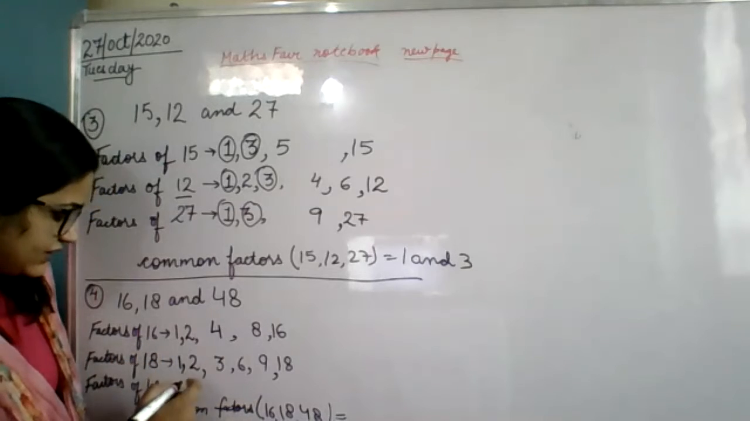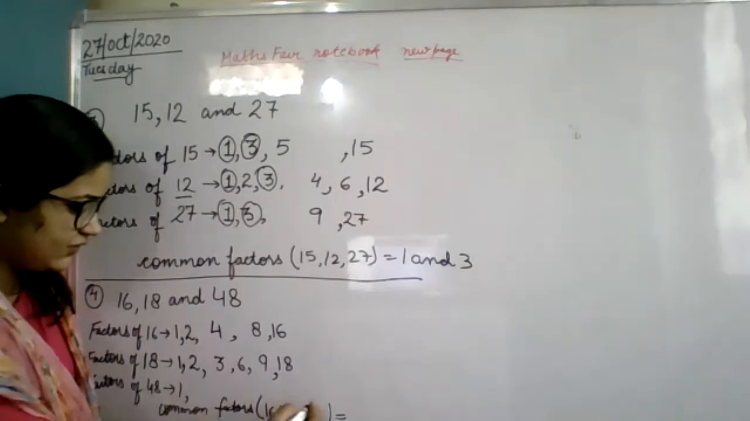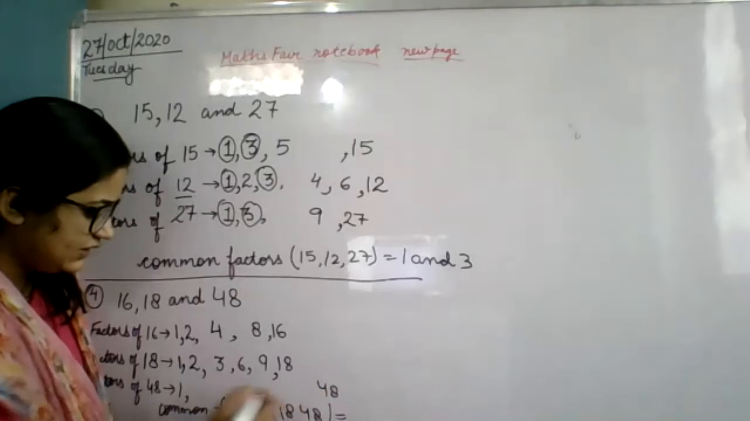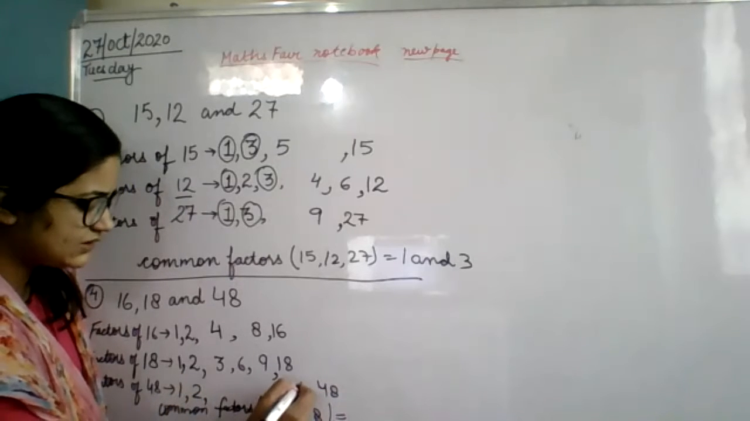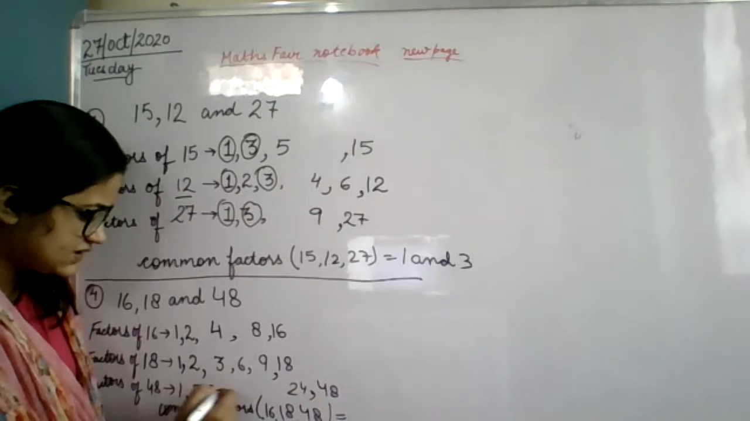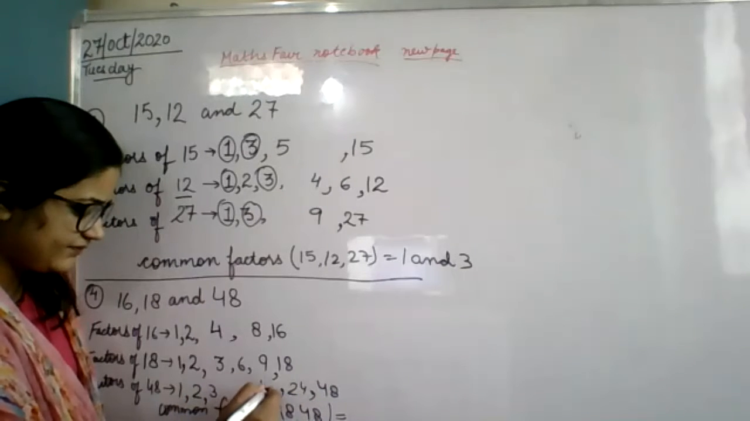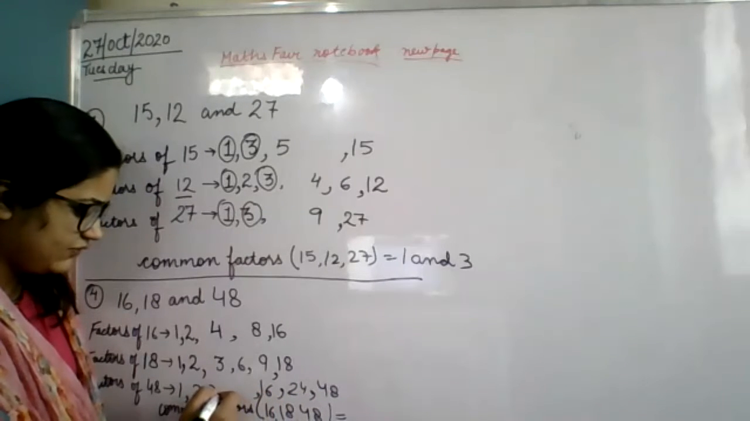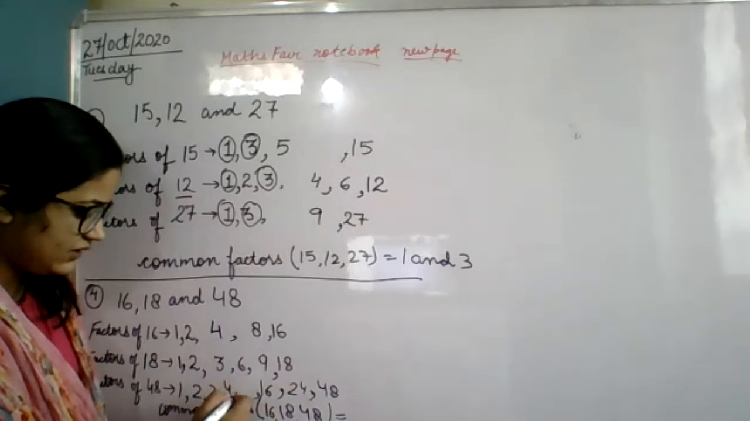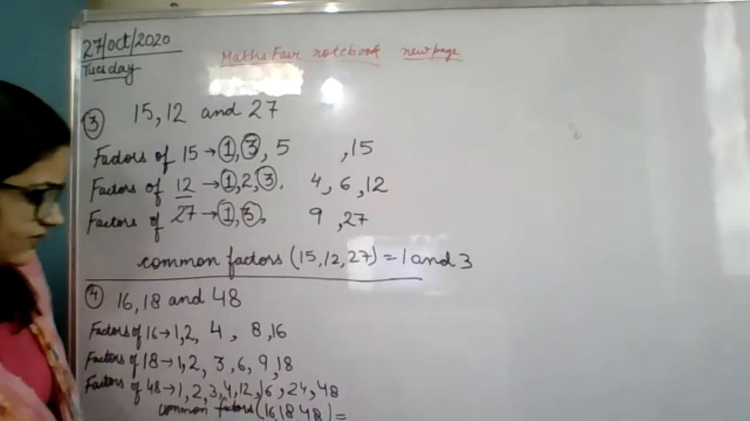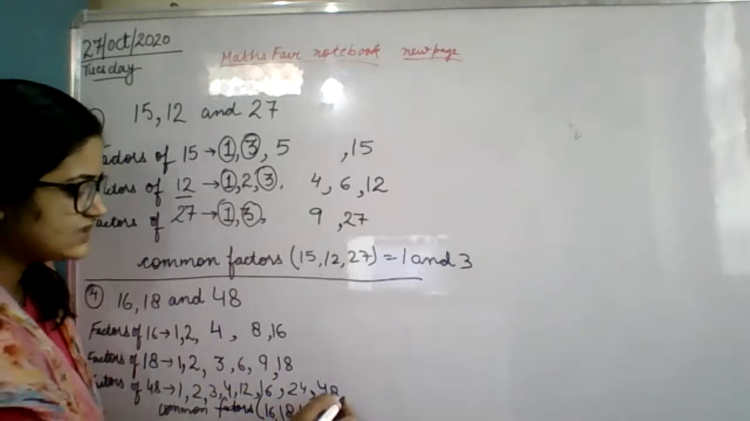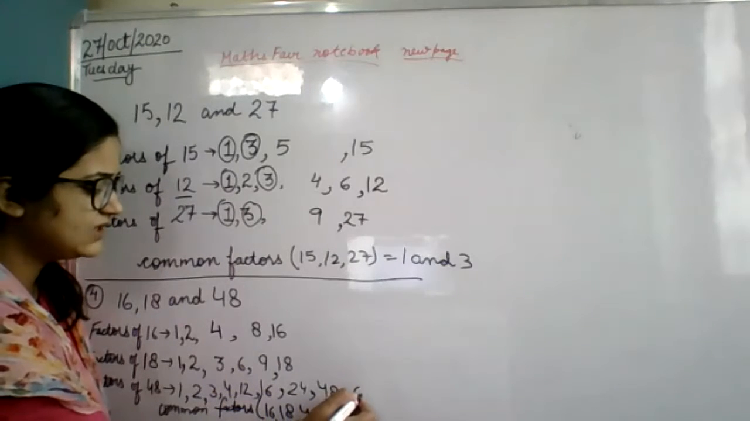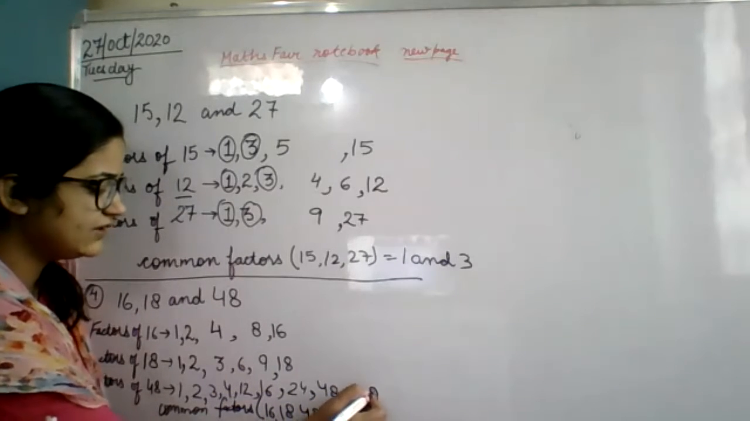Now, factors of 48. 1, 48. If you see 2, 2 twenty-fours are 48. 3, 3 sixteens are 48. Okay, 4, 4 twelves are 48. 5, it is not divisible by 5. 6, yes, it is divisible by 6, 6 eights are 48. I'm not getting space there, so I'm writing 6 and 8 here.